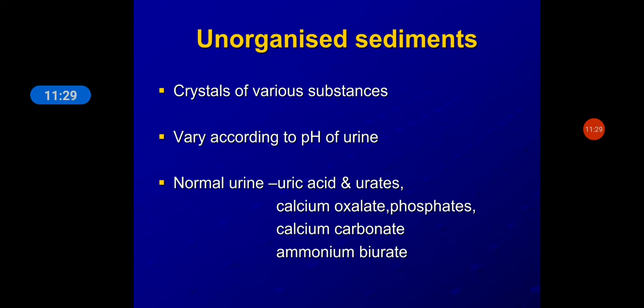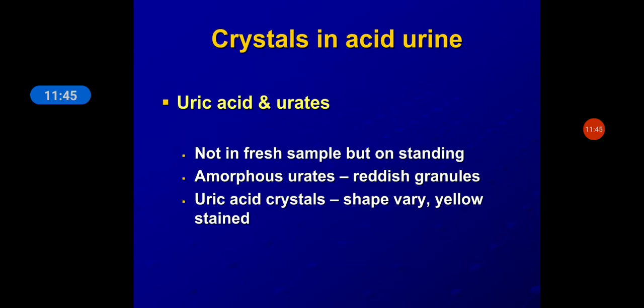You will have uric acid crystals, urate crystals, calcium oxalate crystals, phosphates, calcium carbonates, ammonium biurates. All these are crystals, but not all are normally seen in urine. Okay. Now we'll see what crystals are present in acidic urine. In acidic urine you have uric acid and urate crystals.